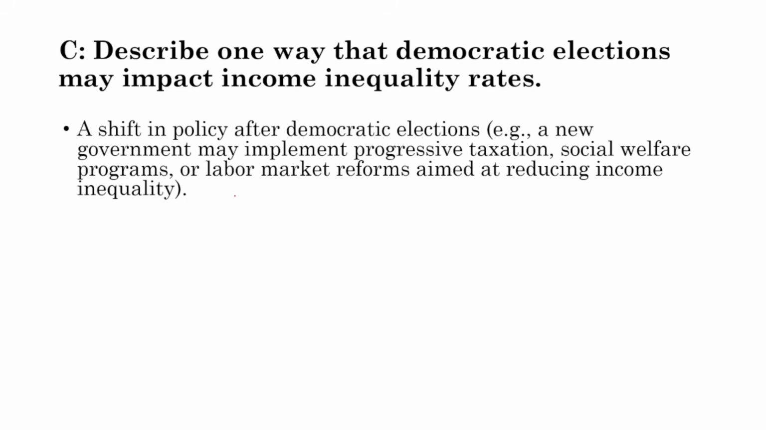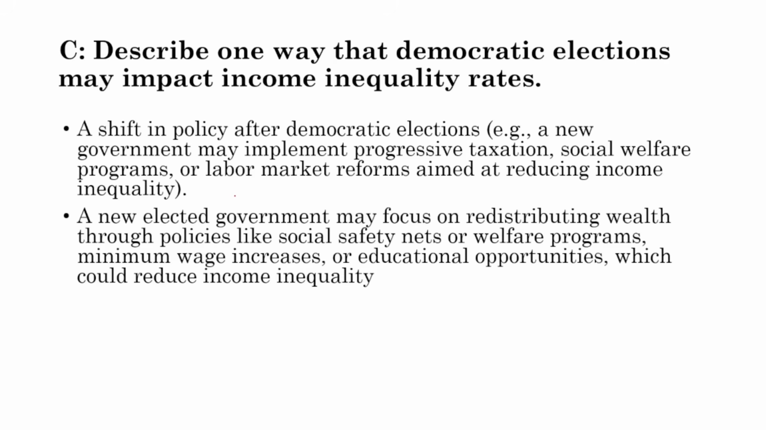They can put in social welfare programs. They can put in labor market reforms that can be aimed at reducing income inequality. All of these measures are usually put in with the intention to reduce income inequality. Do we see that happen in every case? No, but these are usually put in for the intention, and sometimes that does happen. And so sometimes we may see that income inequality rates do drop as a result. And we typically see that social welfare programs develop, and they develop more successfully in democratic countries with democratic elections.